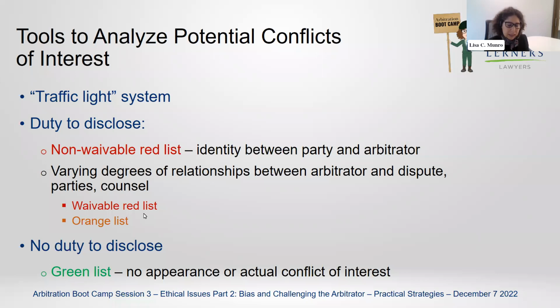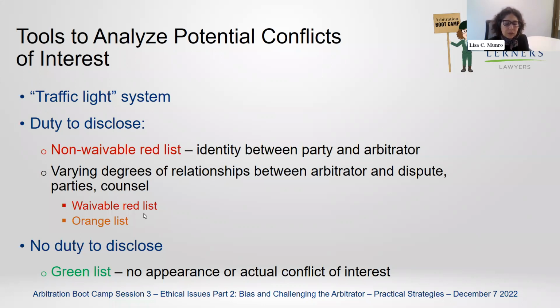The green list is circumstances that should never give rise to disqualification under the objective test, so there's no duty to disclose. And sometimes the biggest challenge in considering cases is whether the matter falls within the green list or the orange list. These are circumstances in which the arbitrator has previously expressed legal opinions on relevant issues, but not on the specific case, where there are contacts with another arbitrator or counsel that may be social or through professional organizations. Social media is a good example of that.